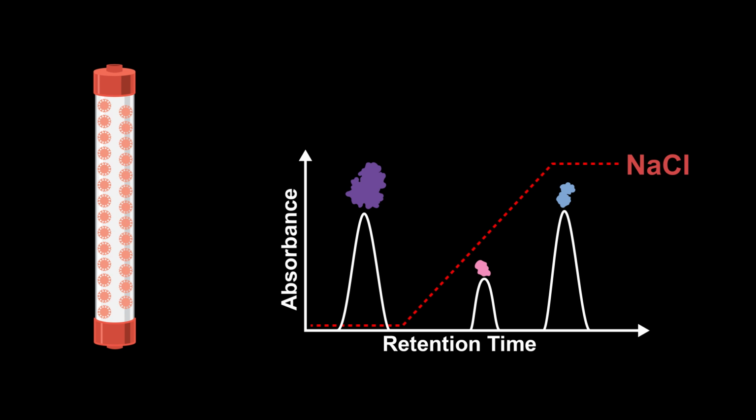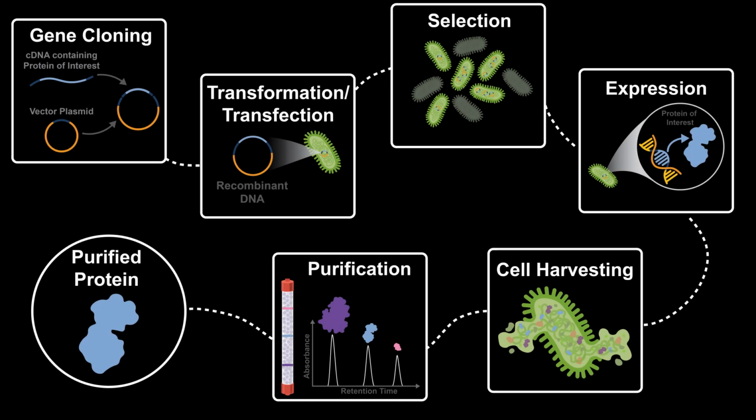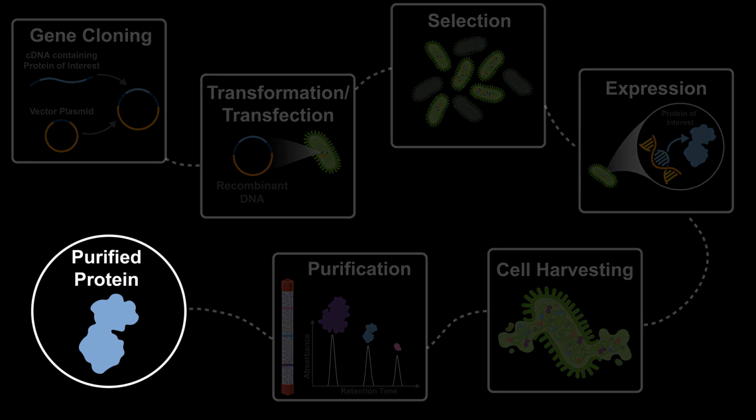allowing for the separation of protein mixtures. Finally, after successfully purifying our protein of interest, we can use methods such as SDS-PAGE analysis or Western blotting to characterize the overall homogeneity of our sample and confirm our protein of interest is present. From there, structural biologists can take these protein samples and begin their structural and functional studies.